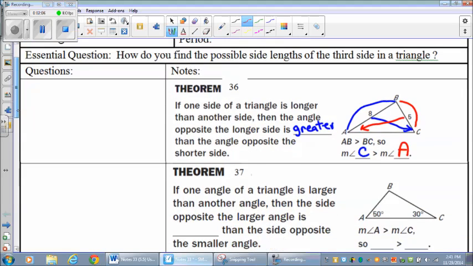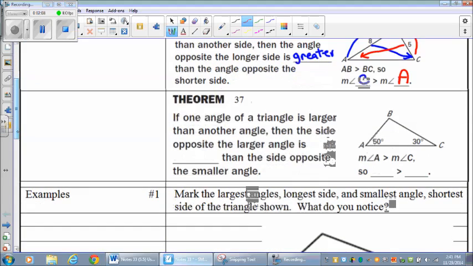Okay? And if I slide down, Theorem 37 says if one angle of a triangle is larger than the other angle, then the side opposite the larger angle is longer than the side opposite the smaller angle. So in my blank, I'm going to put the words longer than, which would be the same thing as greater than.